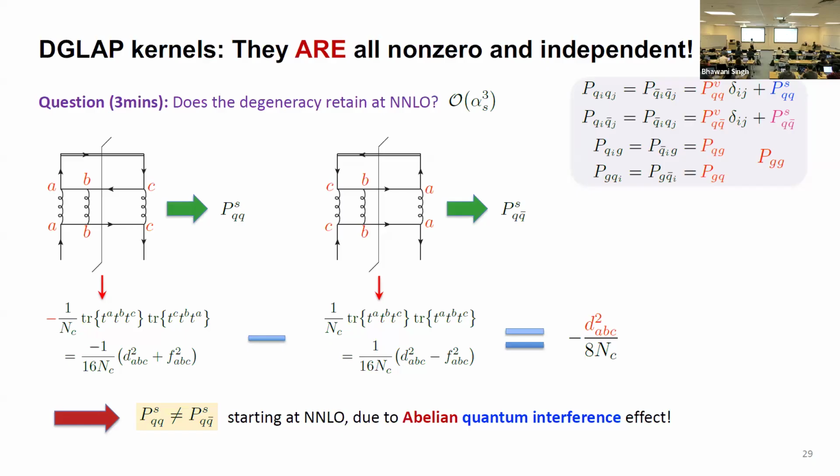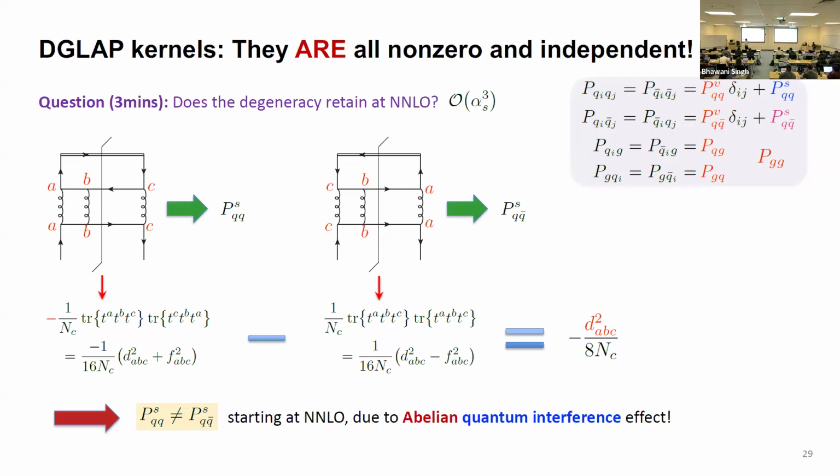So if you take the difference between these two diagrams, which gives us the difference between the two kernels, this gives us something proportional to d^{ABC} squared. And as you know, d^{ABC} is another structure constant of the SU(N_c) group. But what's interesting is d^{ABC} is different from f^{ABC} because it's not 0, even in abelian theory. So this effect is actually not a non-abelian effect. This is an abelian effect. But what makes it non-trivial is that it's a quantum interference effect.